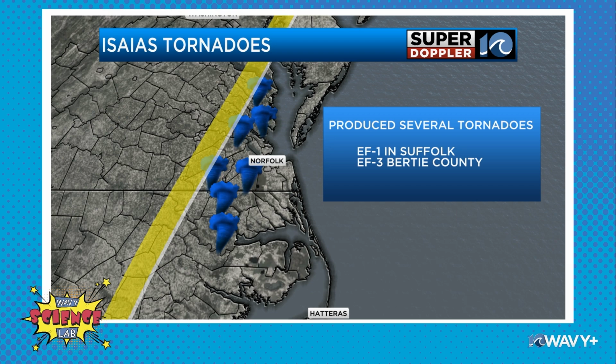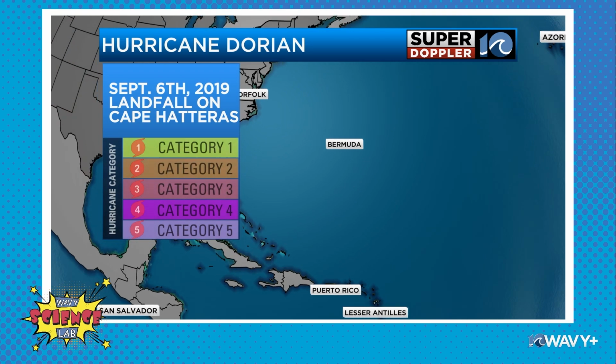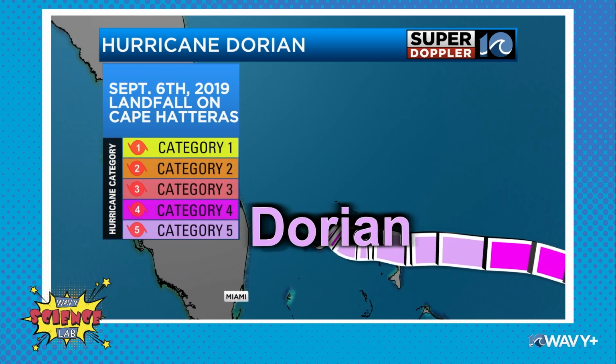EF1 in Suffolk, EF3 in Bertie County. And those, I was here for that one. We were covering those tornadoes. So Dorian, I mentioned that. Yeah, out at sea it was a Cat 5, and then it weakened quite a bit.